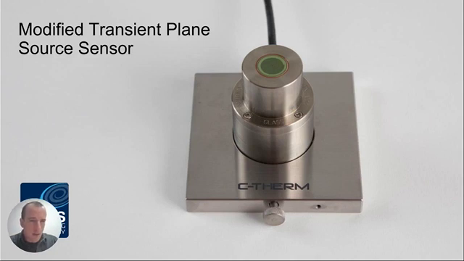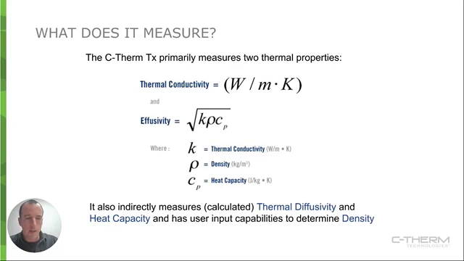This is what the sensor looks like. It's MTPS. It's quite a mouthful in its long form. That's modified transient plane source. We just call it MTPS for short. And I'll be describing how that works in the next few slides. But what does it measure? It measures two thermal properties.